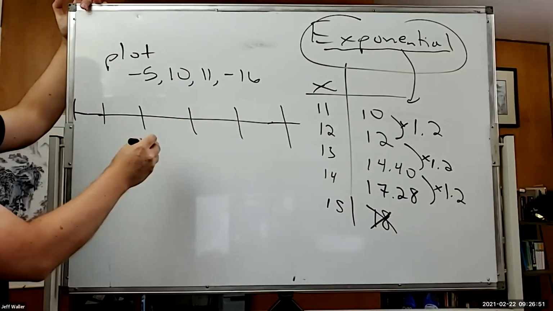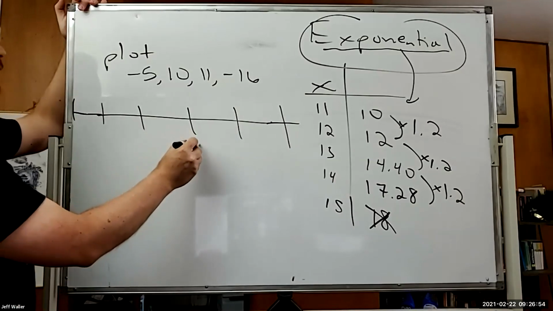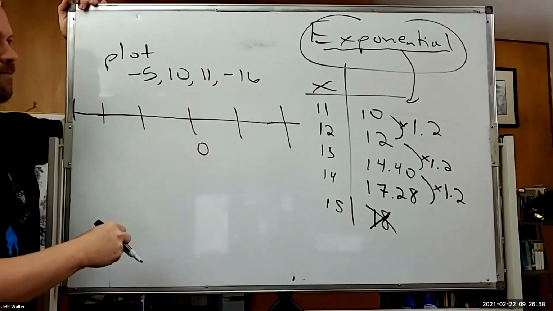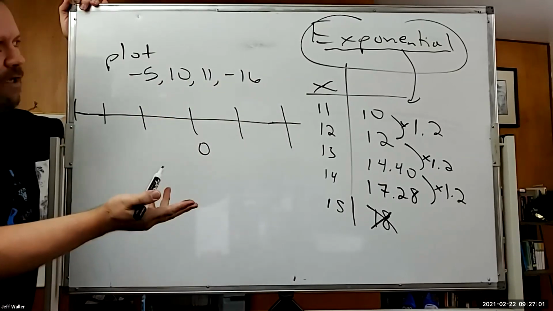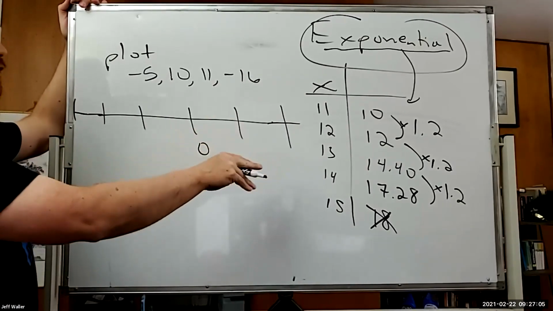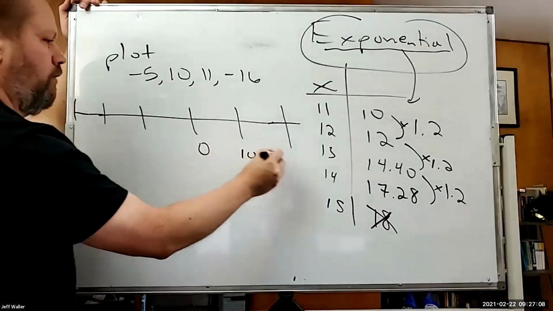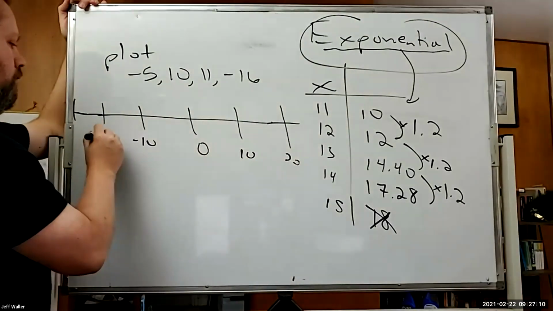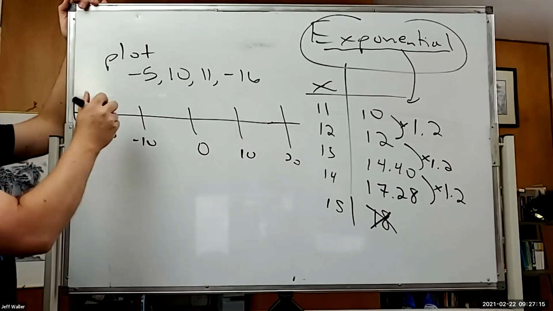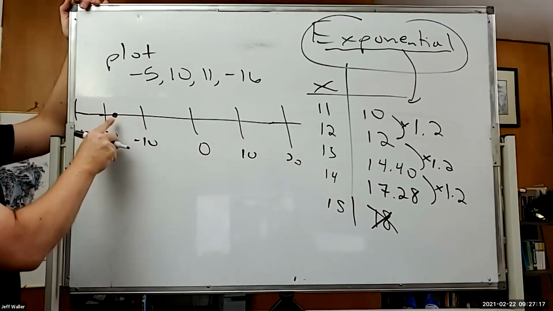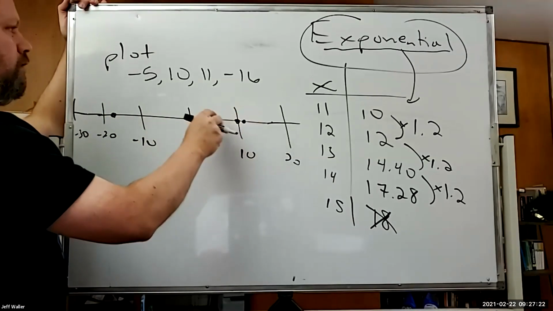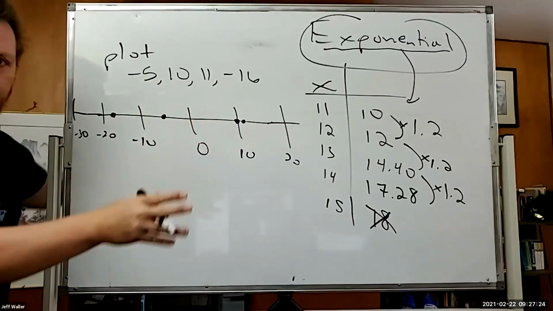So maybe what should I go by? Let's see, what if I put 0 here? What steps should I go by to get all these? Tens. Yeah, I could go by tens. Let's see, 10, 20. 10 is maybe a little too much, but 10 would work. Do you see how it's a little too much? I didn't have to go that far. Here's -16 then, right? Now you can find -16. You can find 10. You can find 11. -5, and so forth.